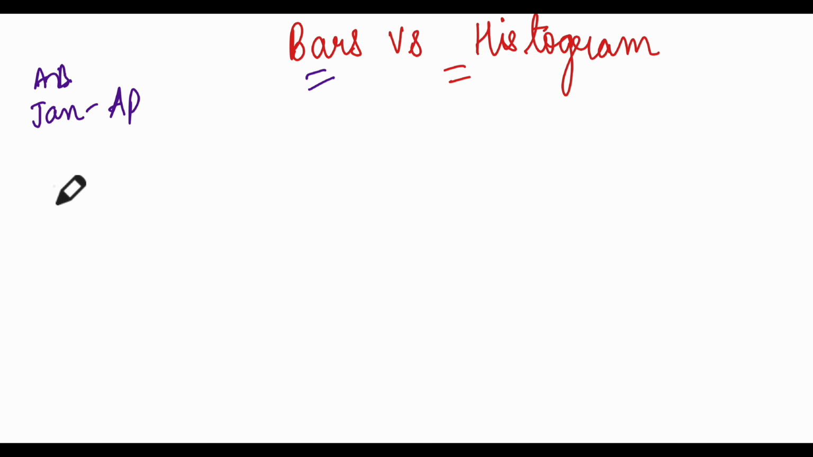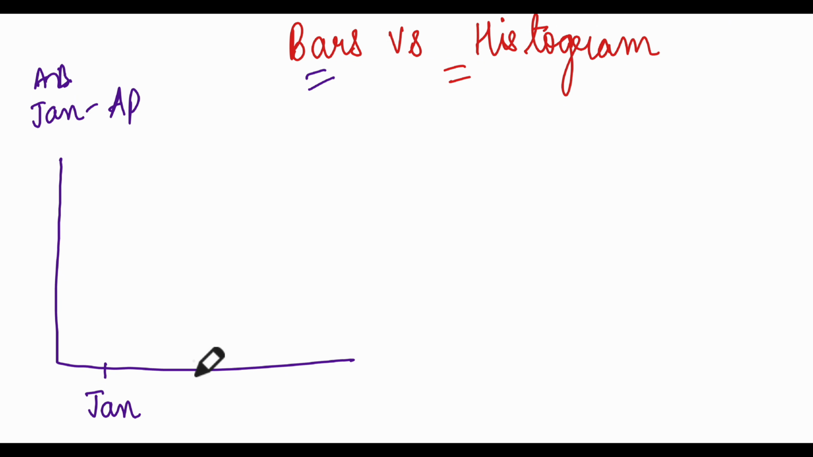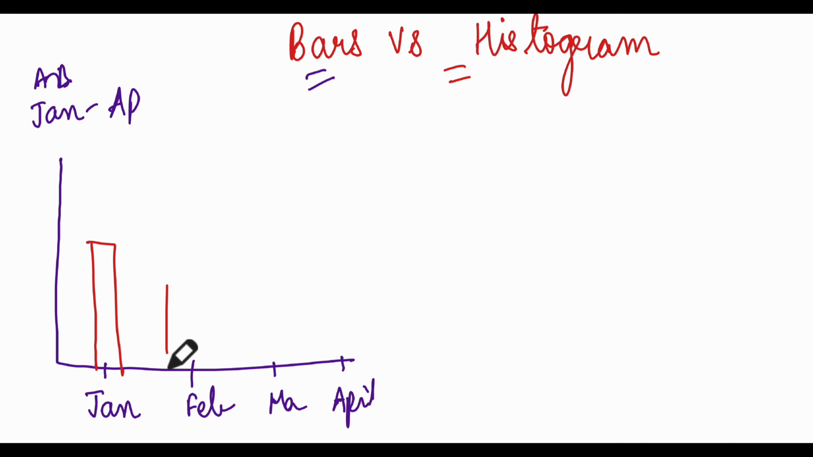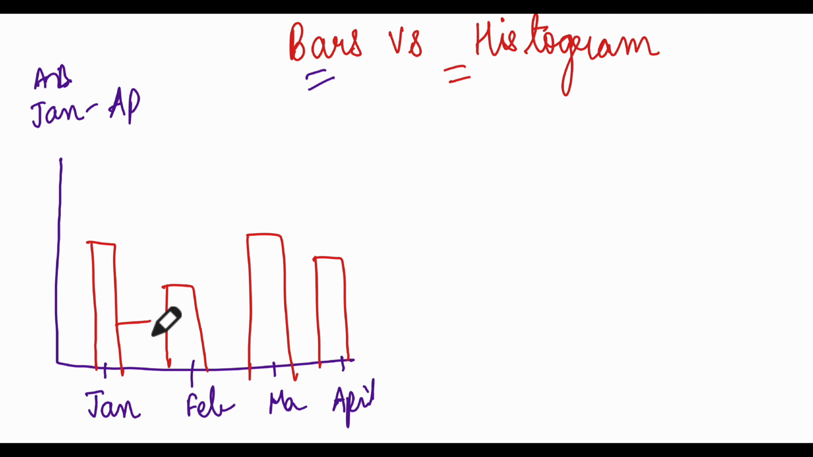So I'll create a basic line like this. I'll have January, and I will have February, and I will have March, and I will have April. This will be my x-axis, and on y-axis I will have my data. For example, let's say this is my one bar, this is my second bar, this is my third bar, and this is my fourth bar. If you notice, there is a difference between two bars, right? There's a spacing between these two bars. It is because these all are categorical variables.